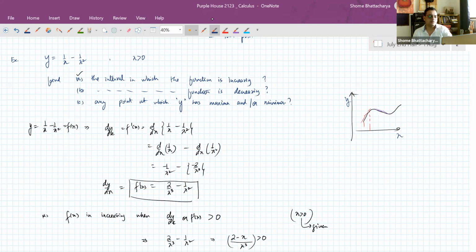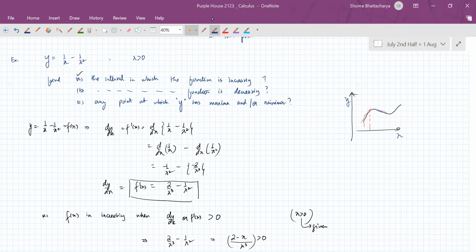Sir, when you differentiate 1 by x, we cannot write it as x minus 1? No, it is x to the power minus 1, not x minus 1. 1 by x is x to the power minus 1. When you bring x to the numerator, its power becomes minus 1. And that's how we apply the differentiation rule. Differentiation of x to the power n is what? It is n x to the power n minus 1. Yes. That's how we have got minus 1 by x square.